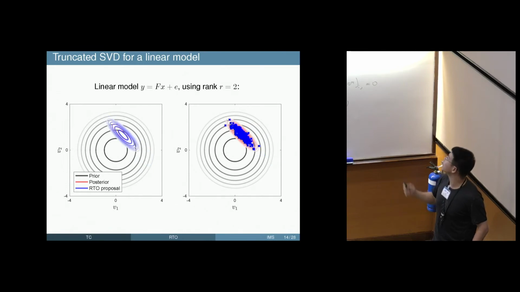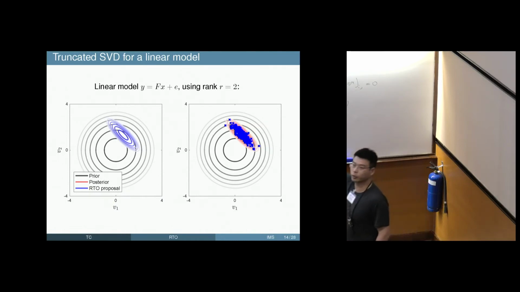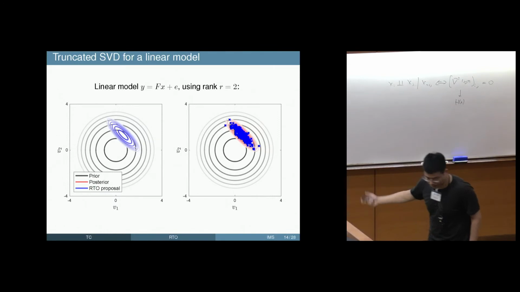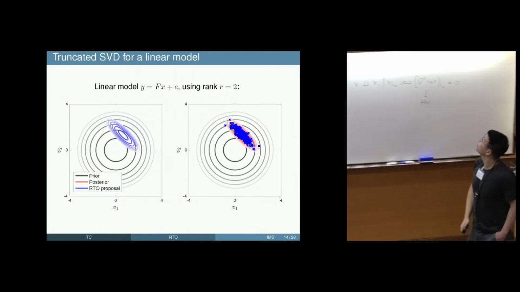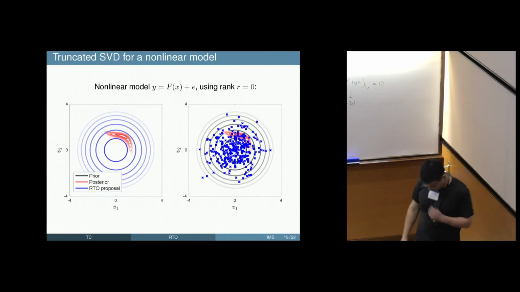Now if we change that to a rank 2 projector, you can see that all the samples nicely lie in the contour of the posterior. Because here we assume the model is linear, the solution is unique, and in this scenario the RTO density is exactly the same as the posterior density. If we move to the nonlinear scenario, it is not, so it looks more interesting.